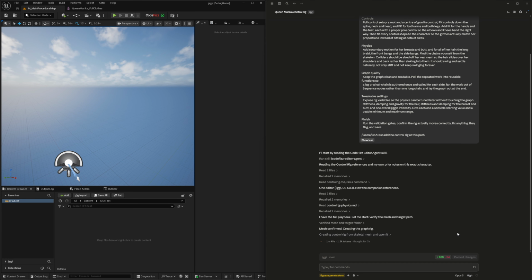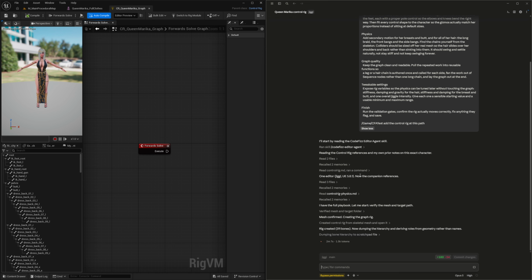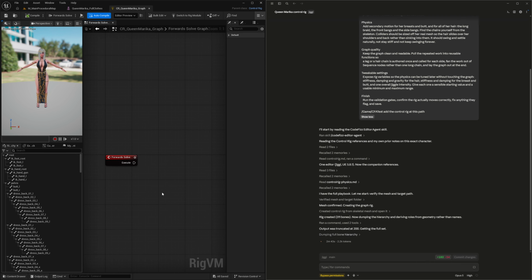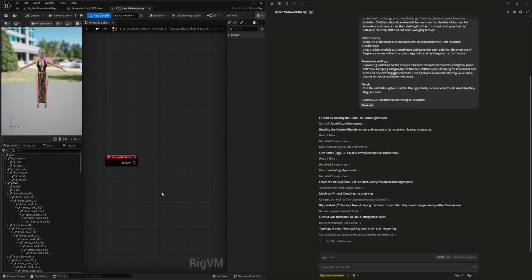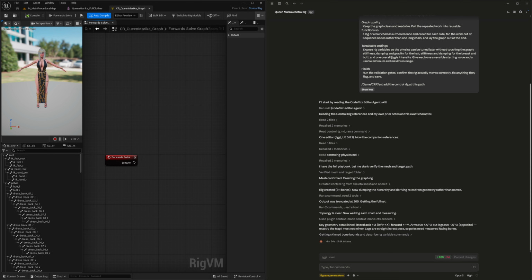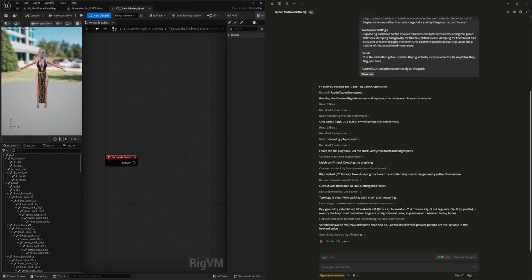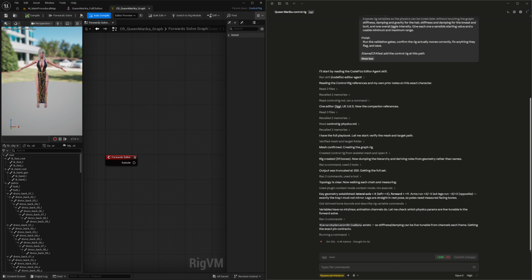First, it reads its own control rig reference files. Then it verifies the mesh and the target path. Everything runs through the CFA command line, nothing by hand. Then it creates the rig from the skeletal mesh and opens it. It dumps the whole hierarchy and derives what every chain is from the geometry rather than the bone names, which is exactly the part that would mislead it.